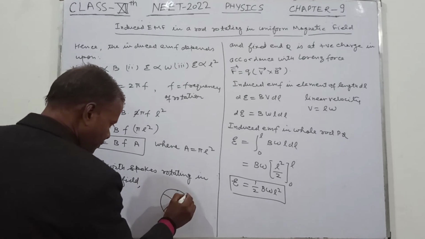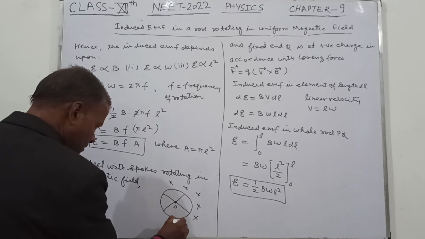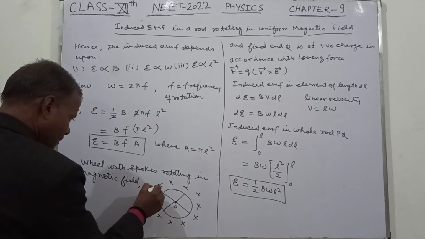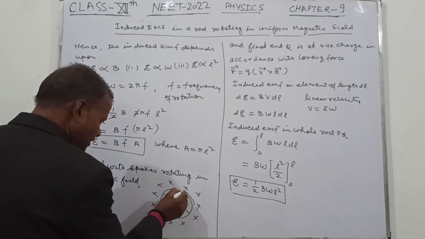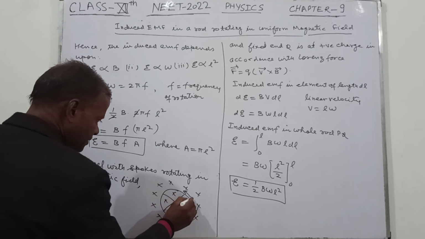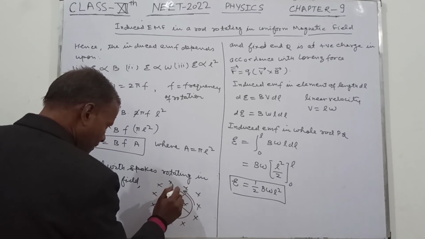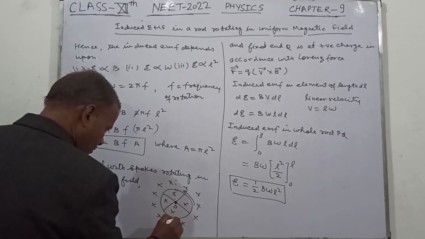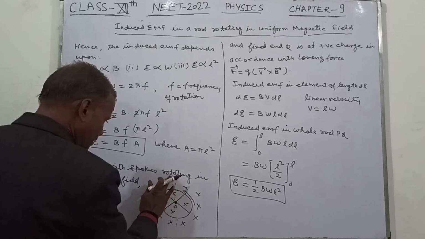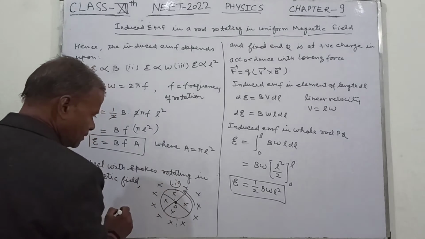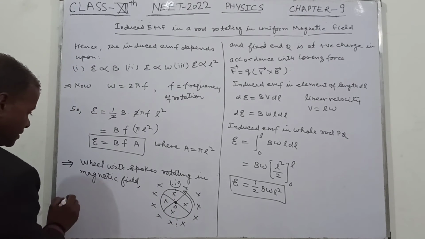We are applying the magnetic field like this, in this way. If this is the situation, then the wheel is being rotated anti-clockwise, with omega, about this axis. So when it is rotated anti-clockwise, the center will be at positive potential and the rim will be at negative potential.